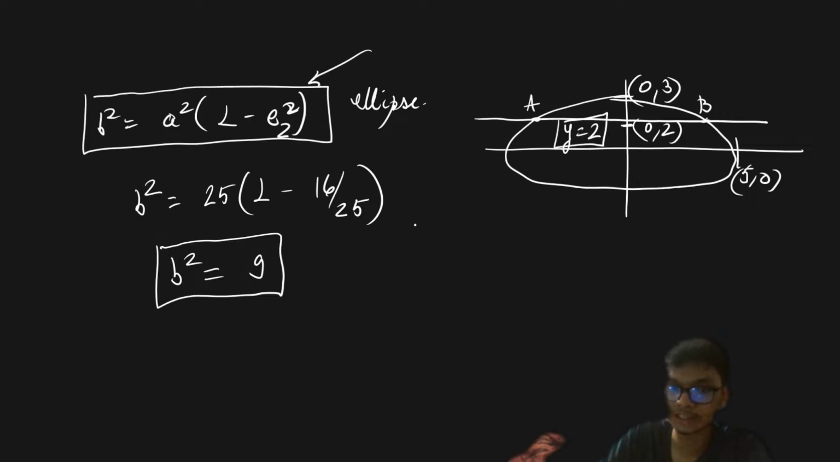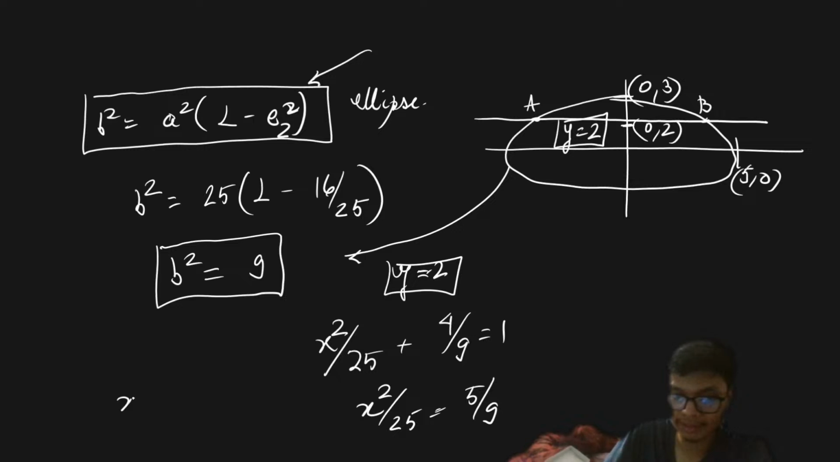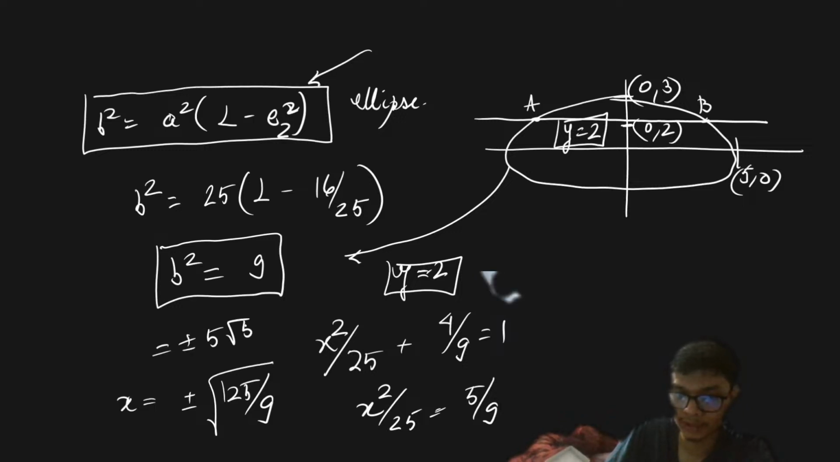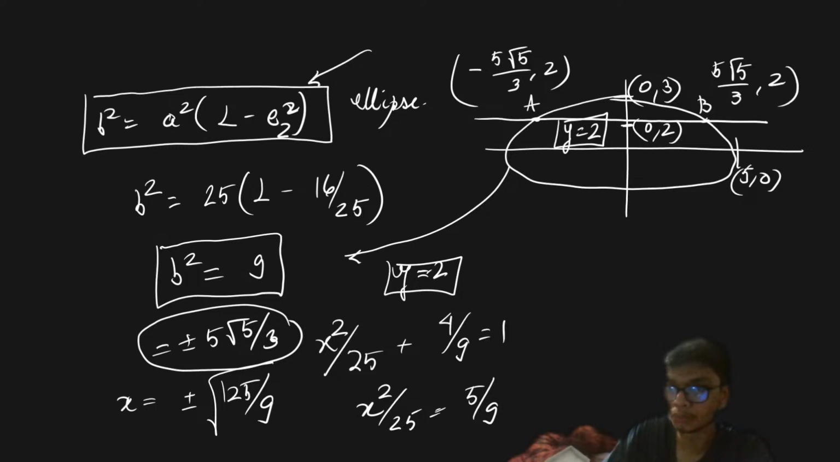So for y equals 2, if I put it into the ellipse equation, that is x square divided by 25 plus 4 upon 9 is equal to 1. From here I will get x square upon 25 is equal to 5 upon 9, and with this I will get the value of x as plus or minus the square root of 125 upon 9, which is simply plus or minus 5 root 5 divided by 3, right? So point A is going to be minus 5 root 5 by 3 comma 2, and similarly point B is going to be 5 root 5 by 3 comma 2.